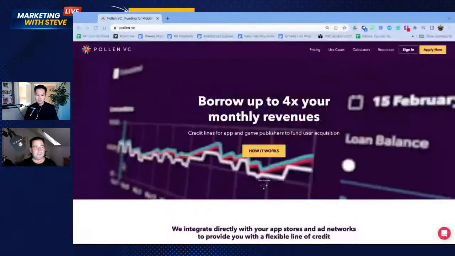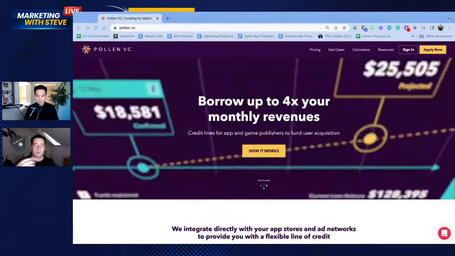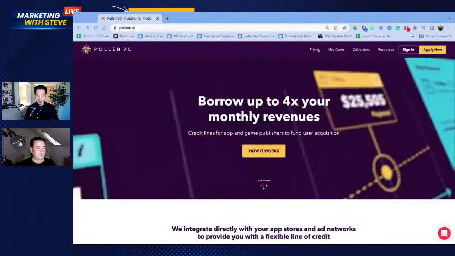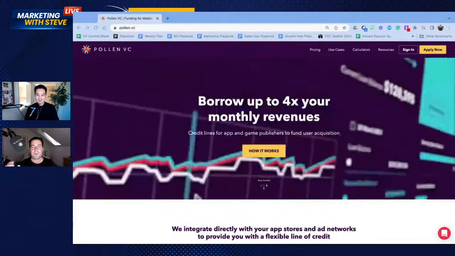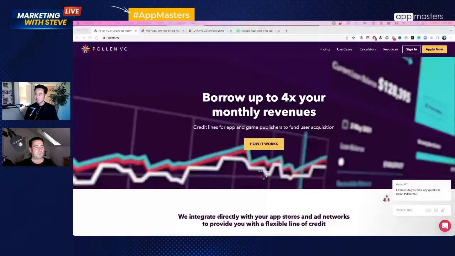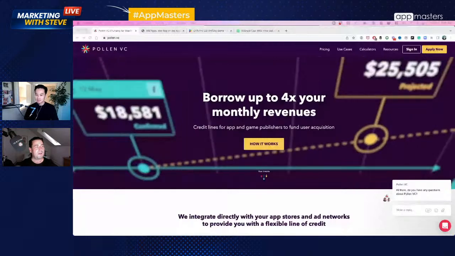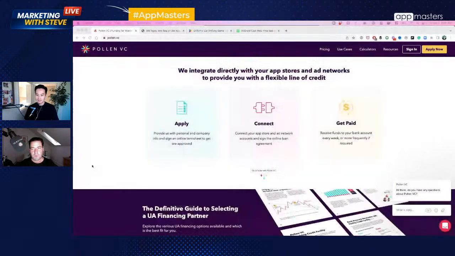So at Pollen, what we do is we provide debt capital, we call revolving credit facilities, to help scale games and apps using paid acquisition. We've been doing this since 2015. We planted the flagpole in the ground on this entire space in 2015, and the business was launched because I, as an app developer myself, couldn't find a financing partner who actually understood how this business worked.